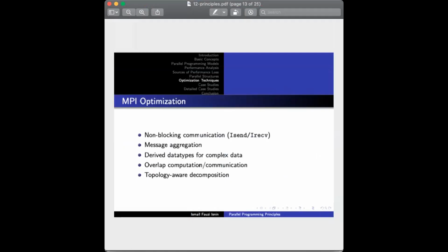Fourth, always structure your software to overlap active computation with background communication. Finally, utilize topology and decomposition to ensure your logical communication grid maps directly to the physical layout of your server cluster. That's very important. Okay. All right.